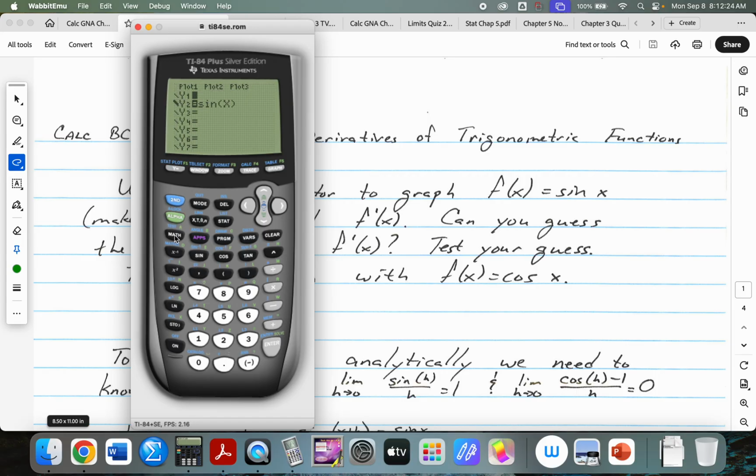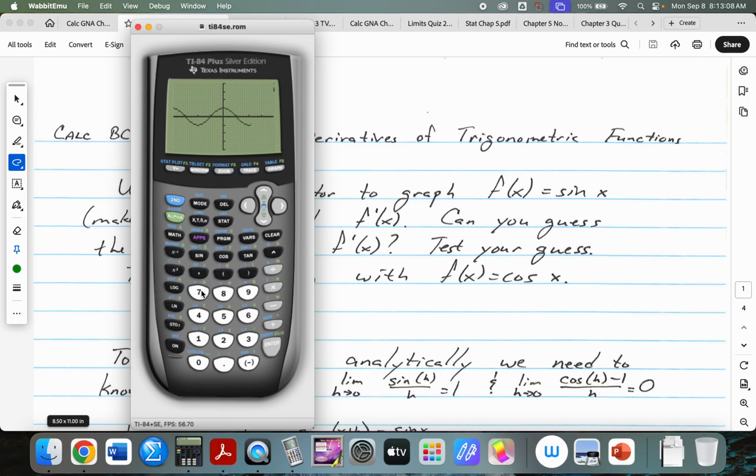Why are you not doing this? Oh, because I'm in the wrong place. I didn't move over quite far enough. So the derivative with respect to x of y2, I did them backwards, at x is equal to x. Since this is a trig function, I'm going to use zoom trig. So it's graphing the derivative right now.